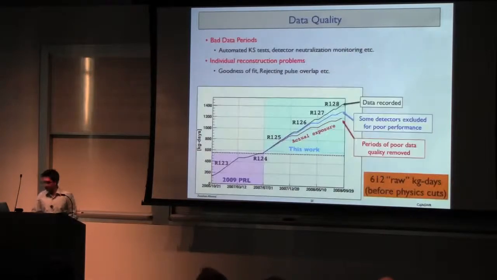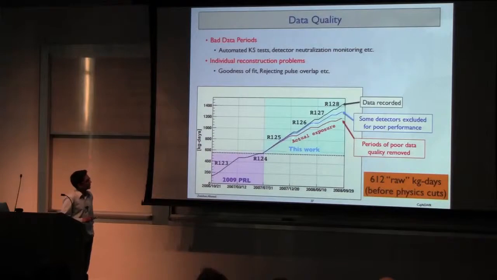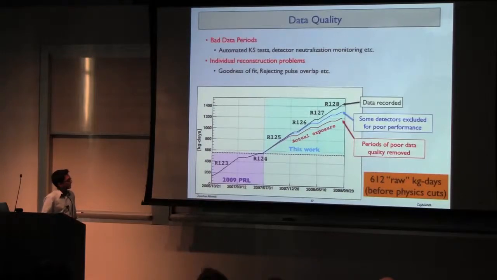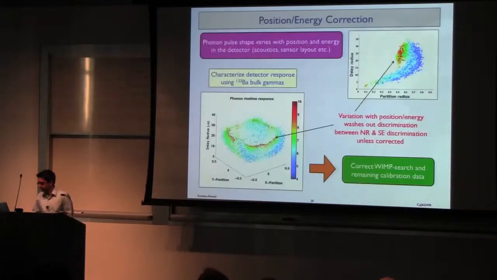Data quality, I was telling you, is all automated, and you can see what the effect is. This is a plot of time versus exposure. This section over here is this analysis. There are breaks in between for cryogenic maintenance, but mostly this line shows you what the data recorded was. We exclude some sections of data because of poor detector performance, and then this is what we end up with, which is the actual exposure, 612 raw kilogram days. Data quality is in place.